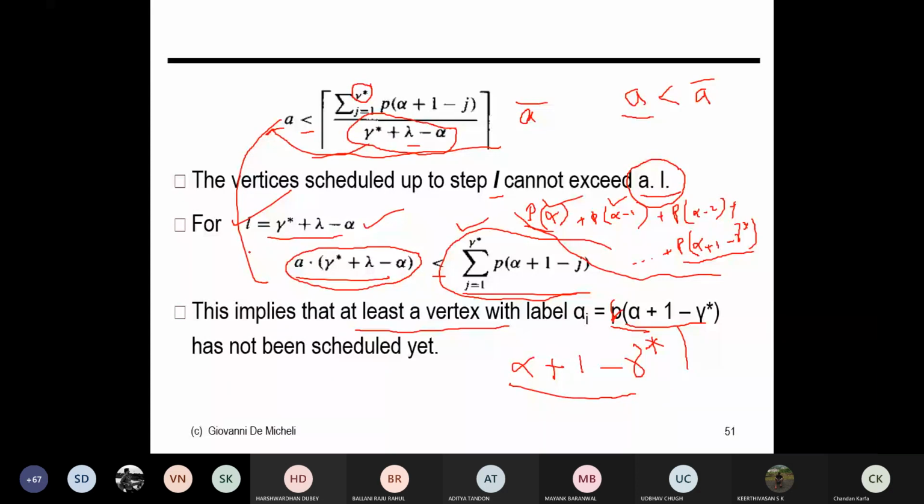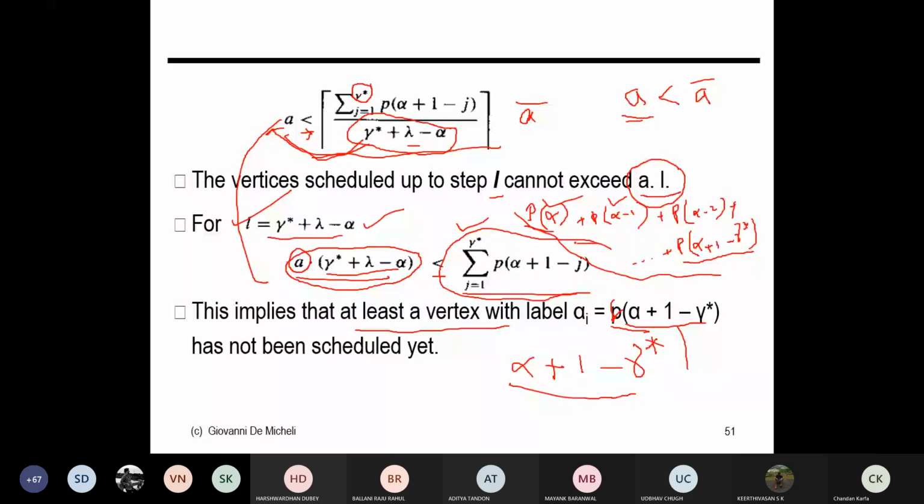This particular second part, this A is the resource bound, and this is the current time step, right? So if you are in time step L, you can execute at most A into L operations, and if you assume L is nothing but gamma star plus lambda minus alpha, then A into L is less than this value, not less than or equal to, because I assume A is less than A bar, and this right hand summation.